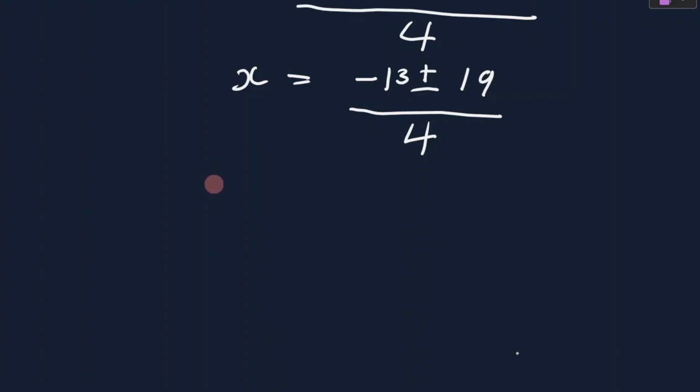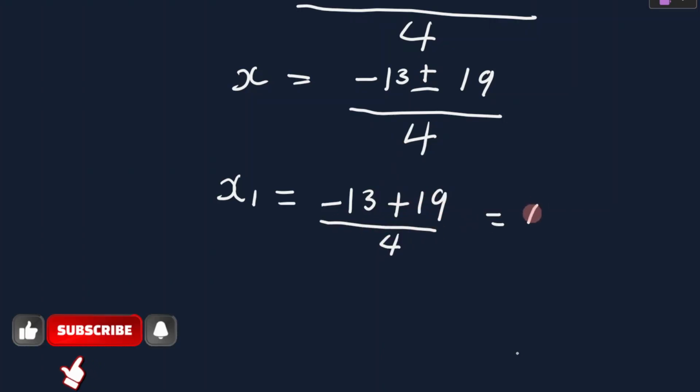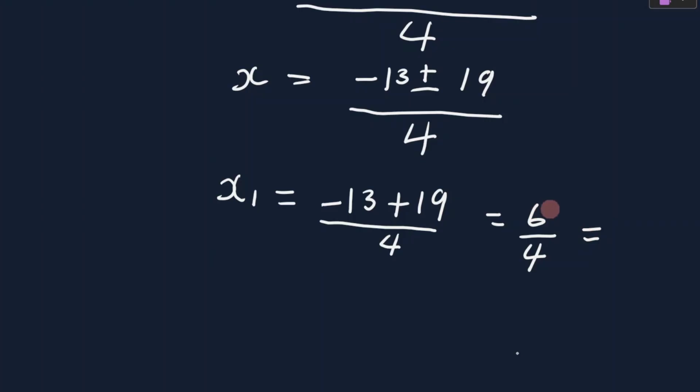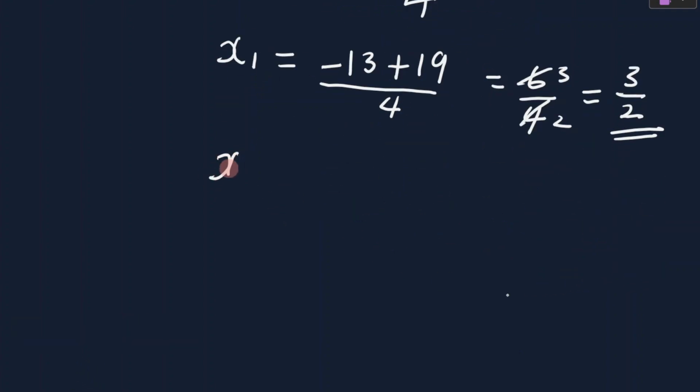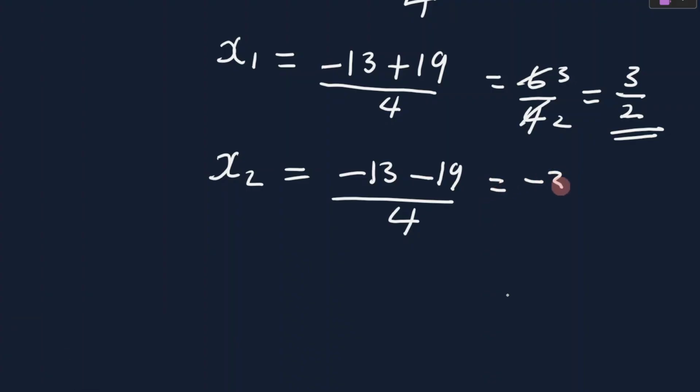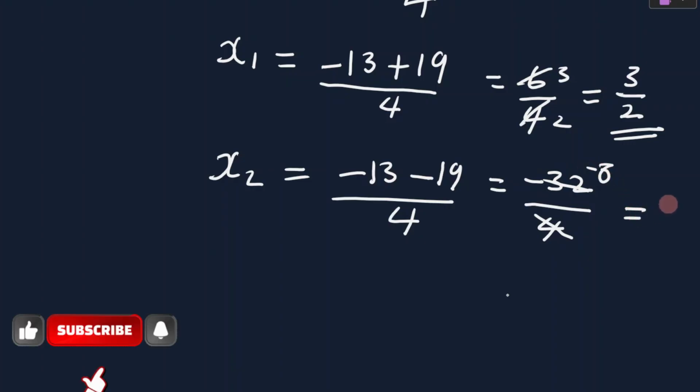So to find the first s value, s1, we have negative 13 plus 19, divided by 4, which gives us 6 over 4. If 2 goes into 6 we have 3, and if 2 goes into 4 we have 2, which is equal to 3 over 2. So our first s value is 3 over 2. Let's find our second s value, s2, which is negative 13 minus 19, divided by 4. If we solve, we have negative 32, and when divided by 4, we have negative 8. Therefore, the value of our second s is negative 8.